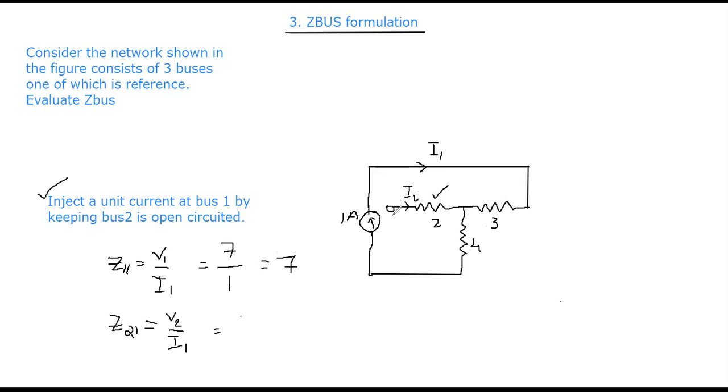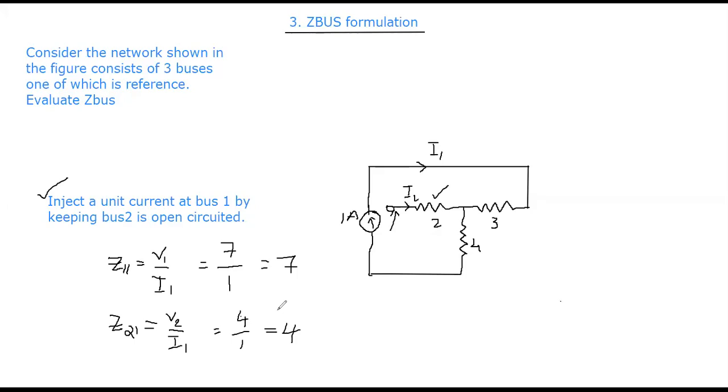So V2, with this port open circuited, means that definitely there exists an open circuit voltage. That open circuit voltage is directly connected across this 4 ohm resistance. So 4 multiplied by the 1 ampere that is trying to flow in that particular path, 4 by 1, will be equal to 4. So that is equal to Z21. Got it? So please try to analyze the circuit.